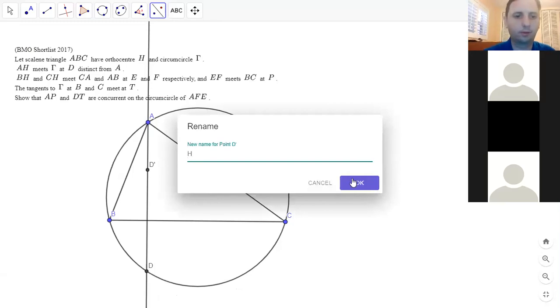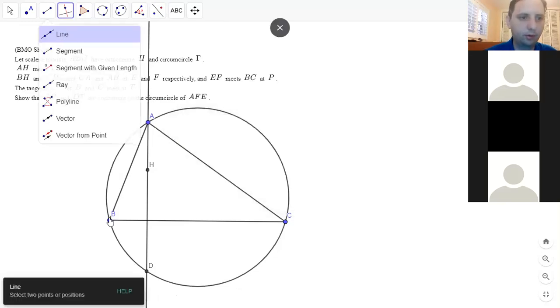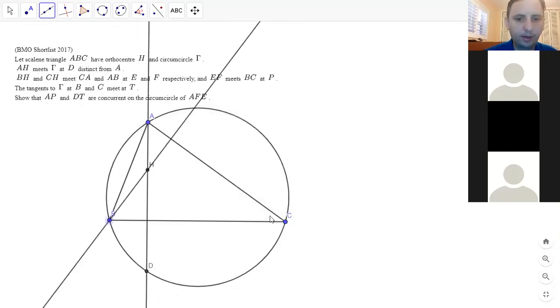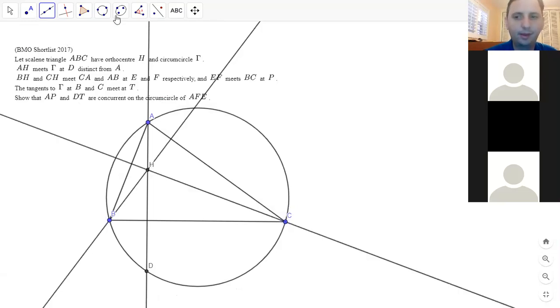Even this problem looks a little familiar, I feel like. AH, BH, and CH meet it at E and F, and EF meets BC at P. Yeah, okay, we did this one before.